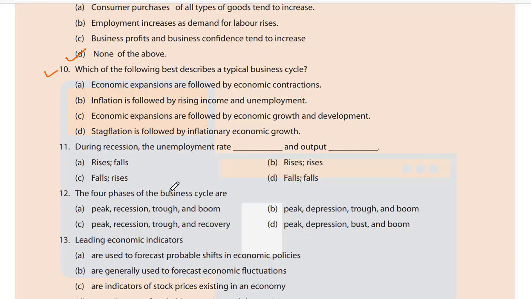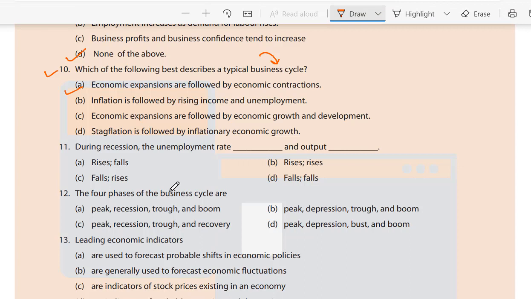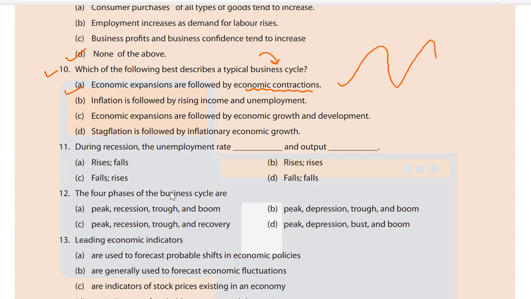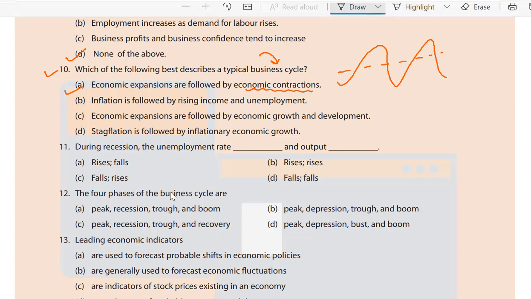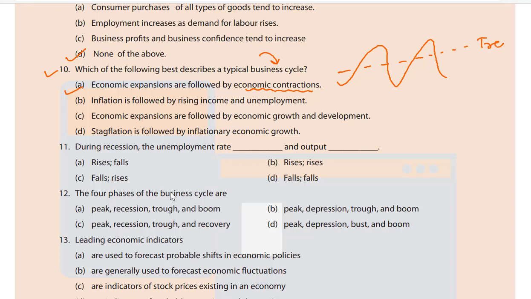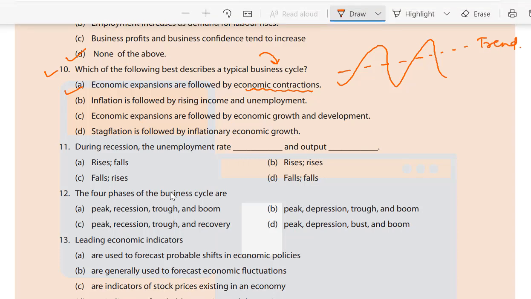Which of the following best describes a typical business cycle? A. Economic expansions are followed by economic contractions. First it is expansion, then contraction. I believe you understood. And this line is known as the trend. I believe it is clear to all of you.